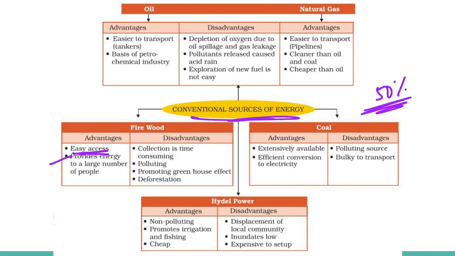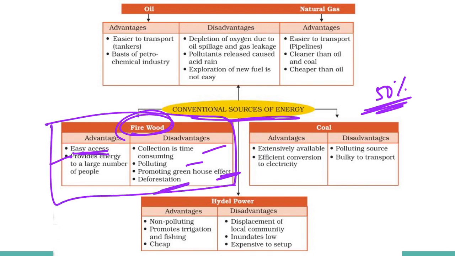And the disadvantage is that the collection of firewood is time consuming. Also it pollutes the environment when we burn the wood, and it promotes the greenhouse effect. And when we go on chopping down the trees, it leads to deforestation. These are the advantages and disadvantages of firewood.